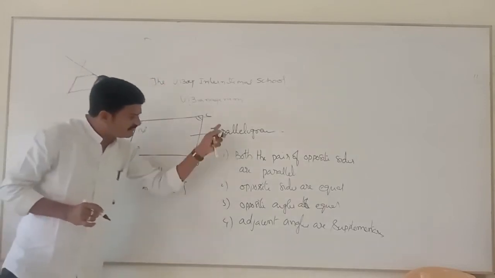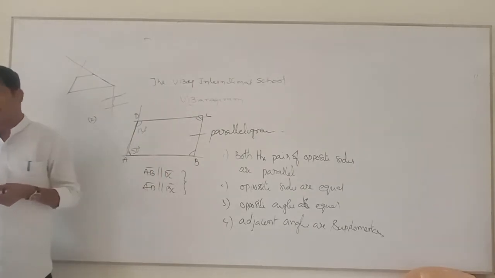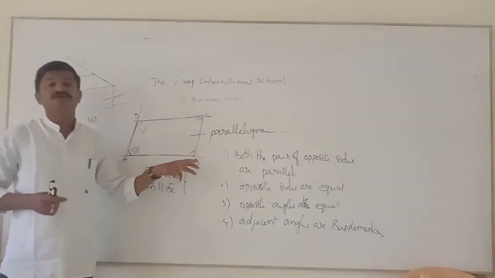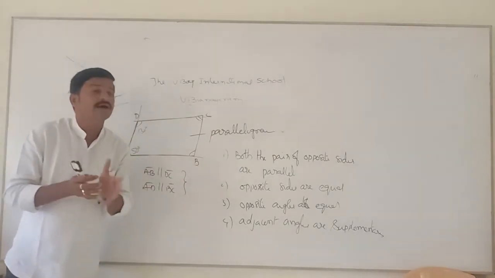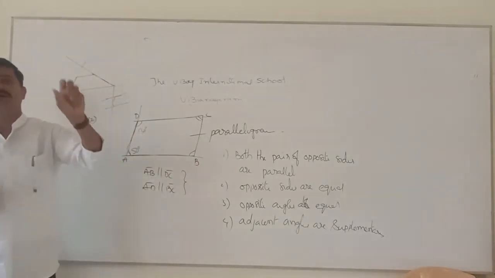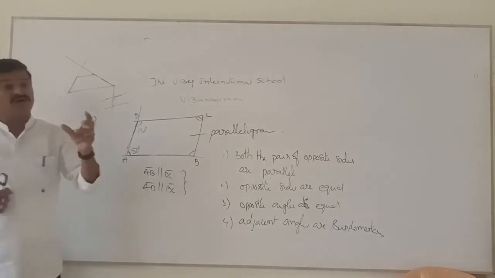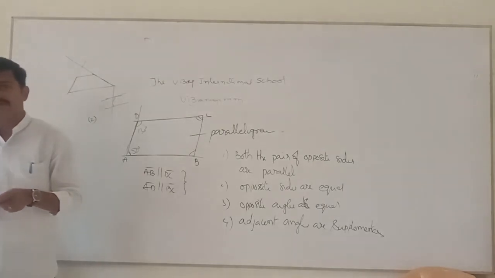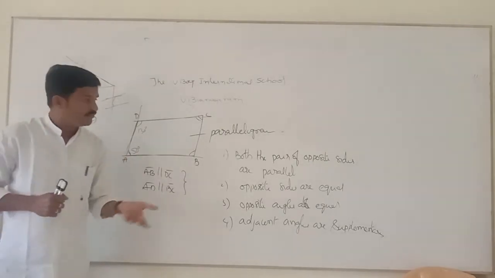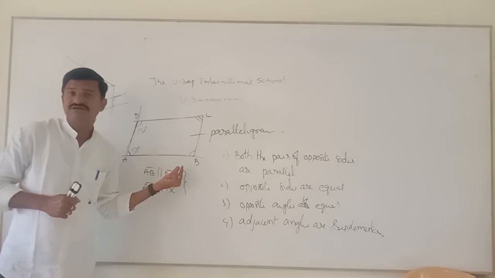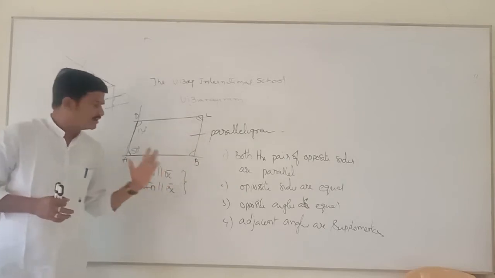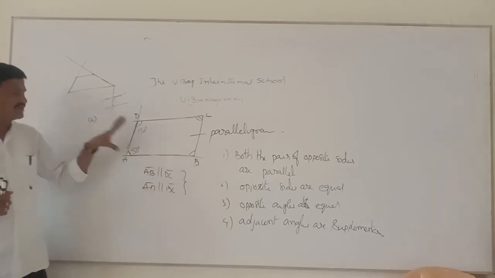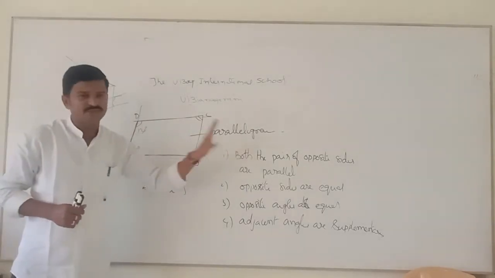These are the four very, very important properties of parallelogram. Are you clear or not? So what is meant by parallelogram? A quadrilateral in which both the pair of opposite sides are parallel, then it is called parallelogram. A quadrilateral in which one pair of opposites is parallel, then it is trapezium. Both the pair of opposites is parallel, then it is parallelogram. Are you clear or not? So these are the two kinds of quadrilaterals. One thing is trapezium and another thing is parallelogram.